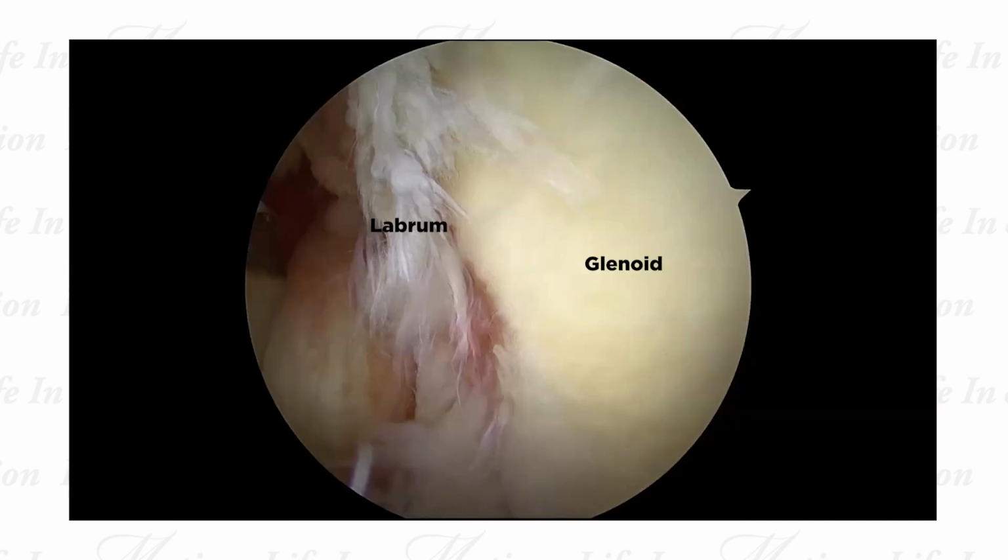So as Dr. Monica mentioned, we put the camera inside the shoulder. And from here, the camera is in the back side of the shoulder. I do this surgery in what we call the beach chair position, meaning that the patient is sitting almost upright as if they're on the beach. So we're looking from the back of the shoulder. This is the socket here, the glenoid. This is the labrum, which is a ring of cartilage inside the shoulder.